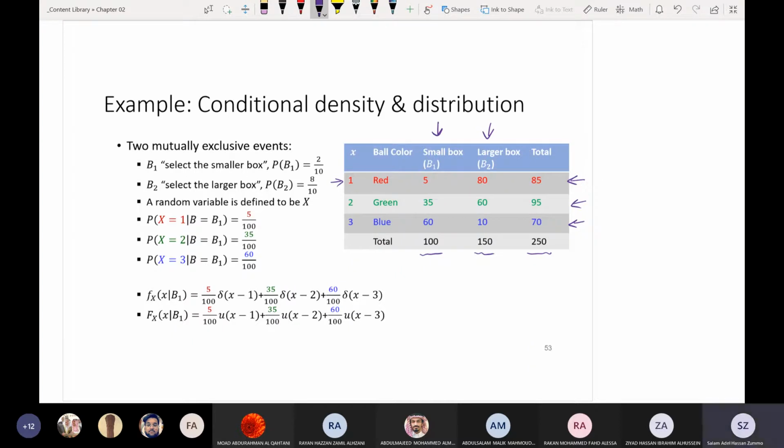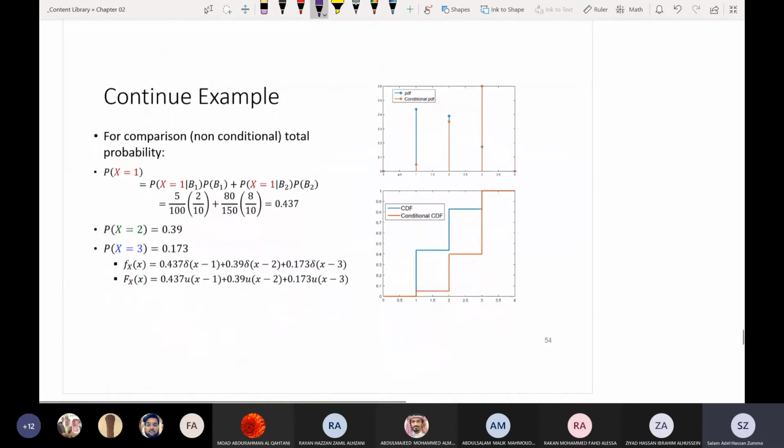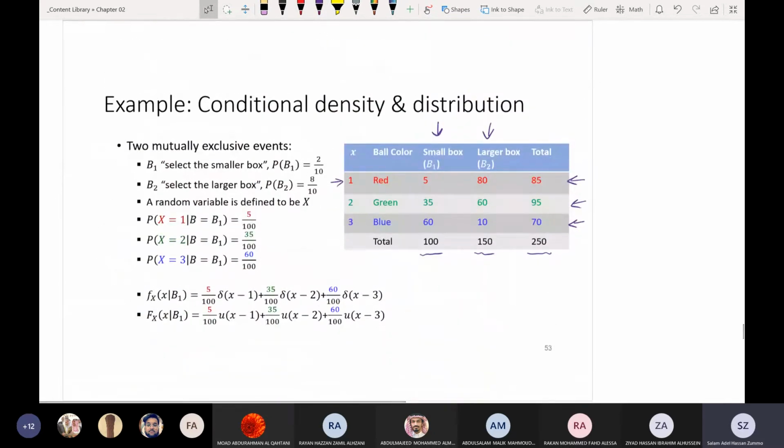Now, I forgot to mention this: the probability that we select a ball from box 1 is 2 over 10. The probability that we select box 2 is 8 over 10. So one fifth of the time we select a ball from box 1, and 4/5 of the time we select a ball from box 2. Okay, so this is basically the problem setup here.